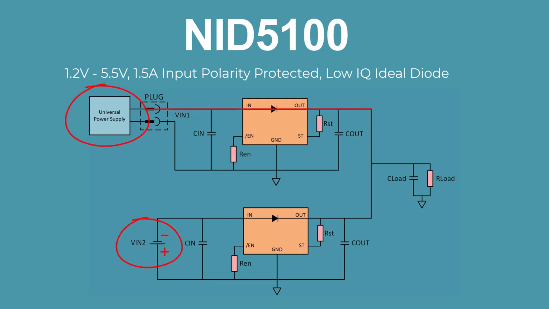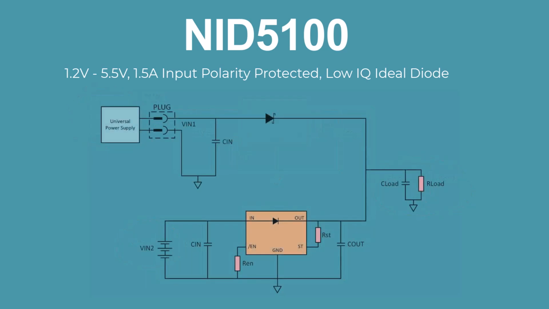In this scenario, a dual supply is powering a downstream load via a wall supply and an external battery that is installed backwards. To protect the system, the bottom NID5100 disconnects the pass FET to prevent damage from the reverse polarity condition. A combination of ideal diodes and conventional diodes can also be implemented if voltage drop is not a concern.